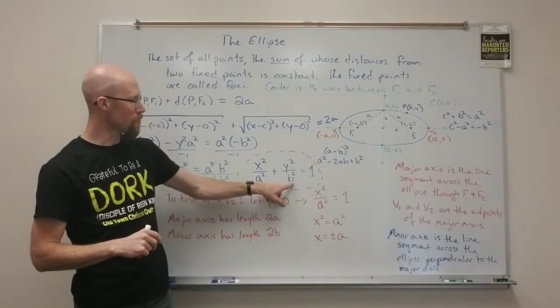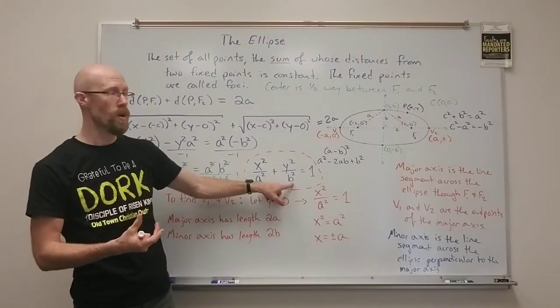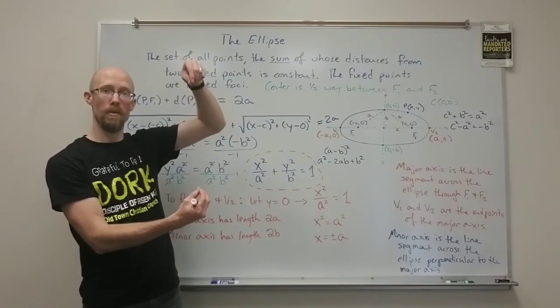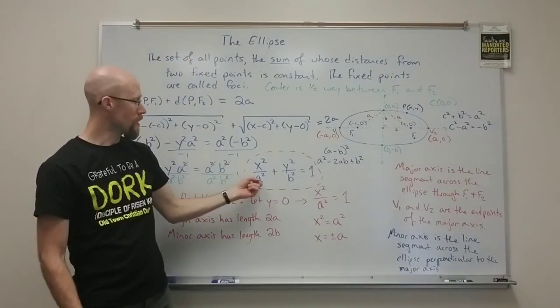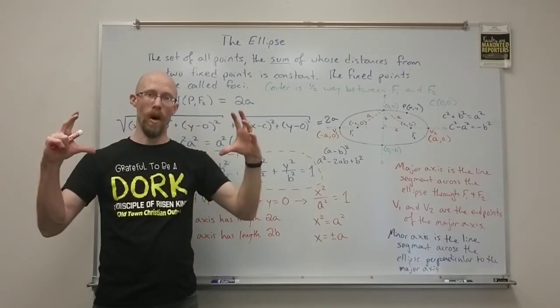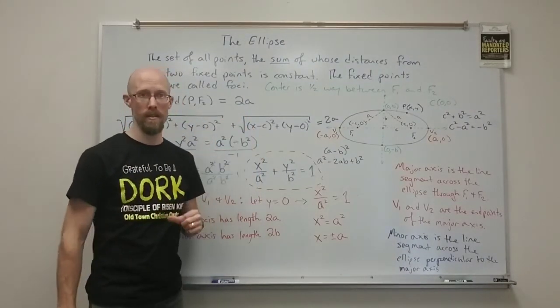If the b value is bigger, the denominator under the y squared, then that tells you it's oriented vertically, and the foci are going to be on the y-axis. If the a value is bigger, then that tells you the x direction is wider and the foci are on the x-axis, okay?